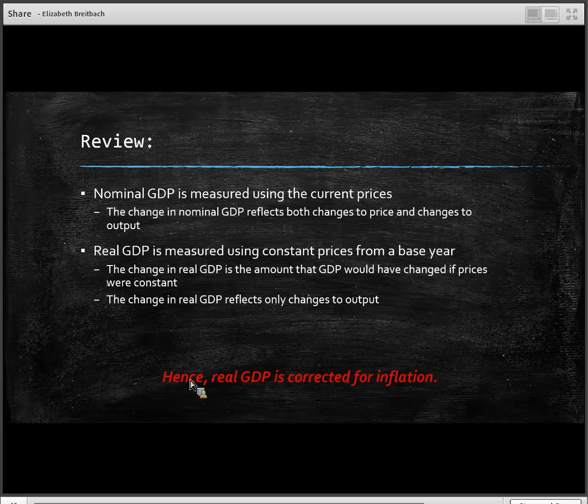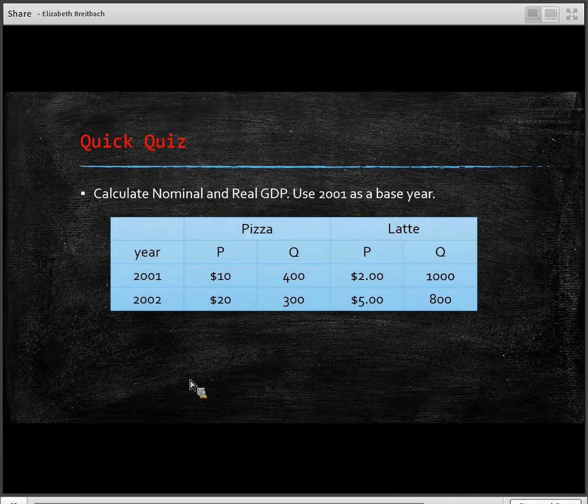We want to forget about any changes in prices. We're correcting real GDP for inflation. All right, so let's go through a quick quiz. I want you to pause me now and calculate nominal and real GDP using 2001 as a base year.